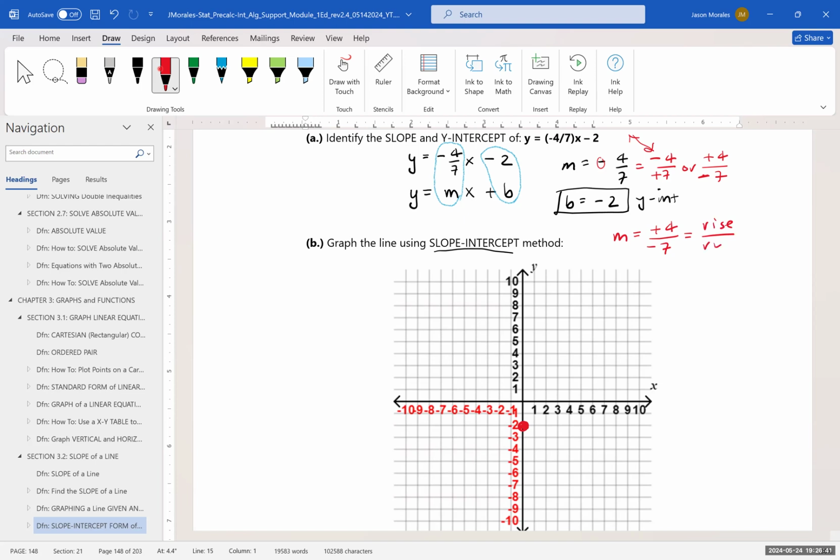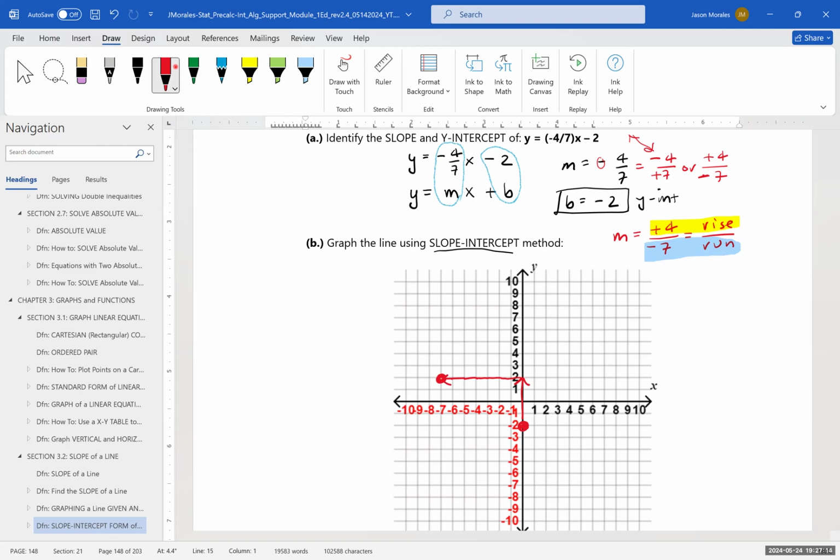And slope is rise over run. So we're going to have a rise of +4 and a run of -7. So from this point, we're going to have a rise of +4. So 1, 2, 3, 4. And then a run of -7, which means we're going to go to the left. 1, 2, 3, 4, 5, 6, 7. And that's our next point.